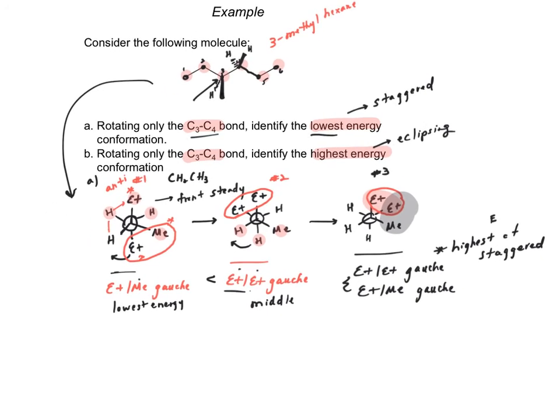So if I had you rank them in terms of, let's say, increasing energy, you would rank them as number 1 as the lowest, which is a little bit less than number 2, which is a little bit less than number 3. And again, number 3 is bad because you have 2 gauche interactions. Number 2 is a little bit worse because you have an ethyl-ethyl, whereas a methyl-ethyl is going to be a little bit lower.